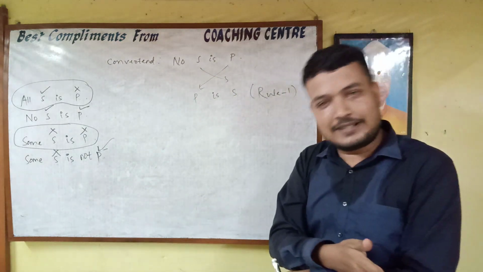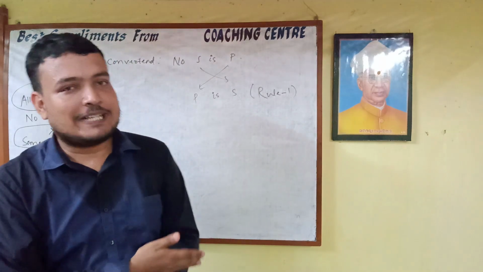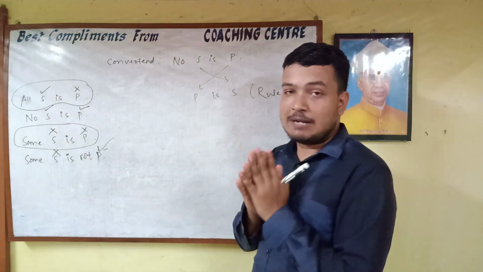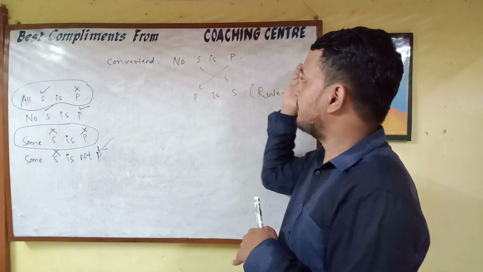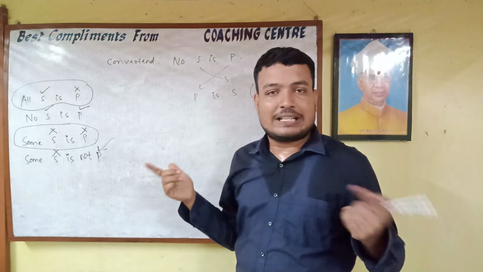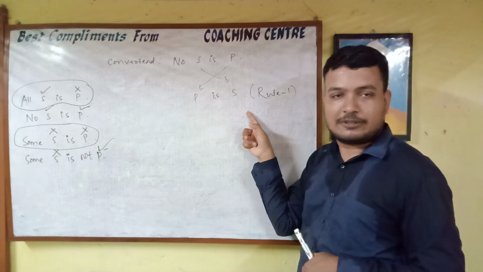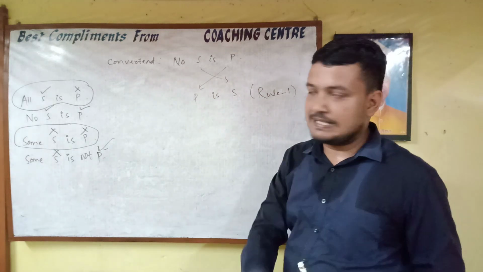Right, next rule is what? Quality remains same. The next rule is what? Quality remains same. So we have to check what is the quality of this type of convertend, that is no S is P. No S is P. No means what? Negative, right? So this is negative. Here as the convertend is negative, the converse must be negative, right?